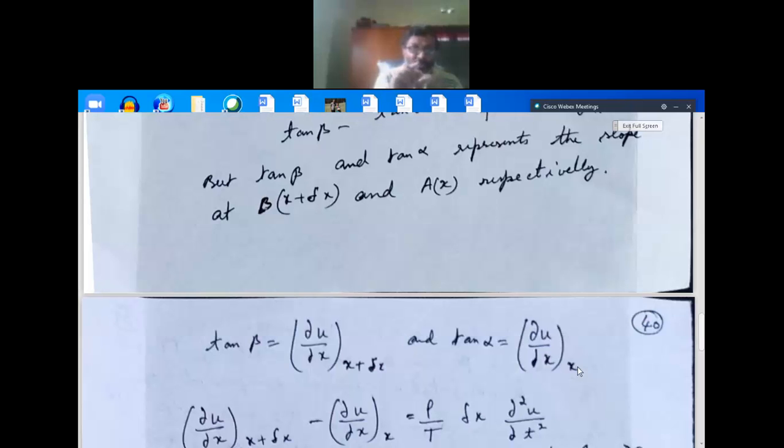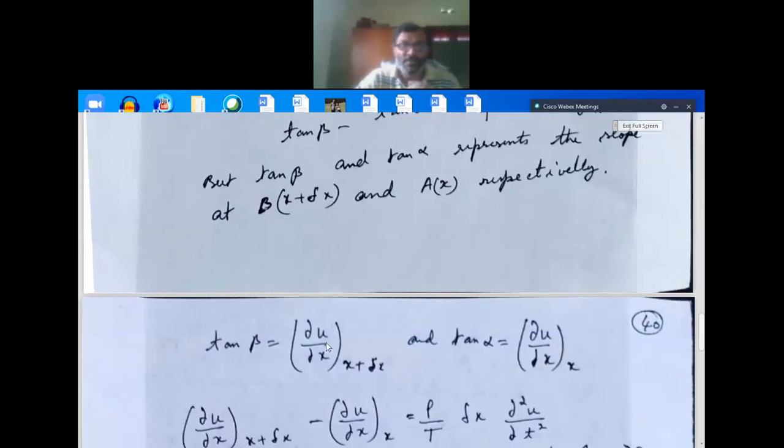So again I repeat, tan beta is the slope at the point B, that is at x plus delta x. So tan beta equals dou u by dou x at x plus delta x. And tan alpha is the slope at the point A, which is taken as x. So tan alpha equals dou u by dou x at x.